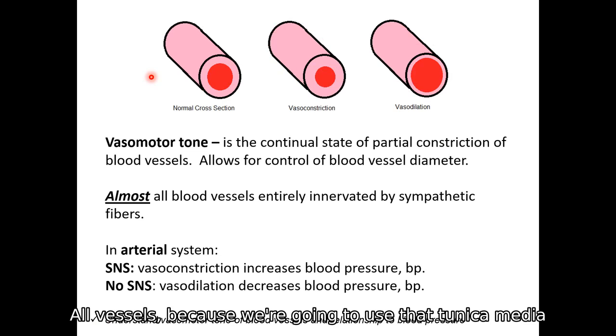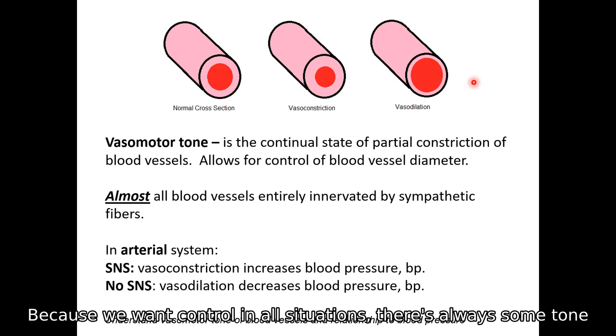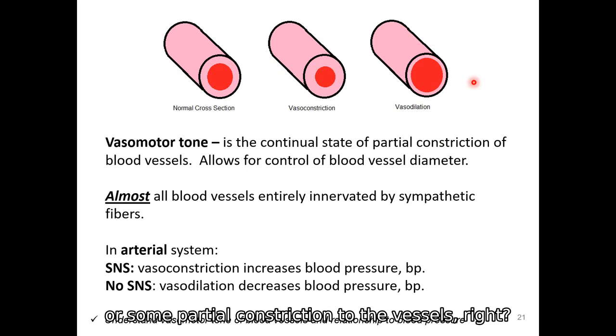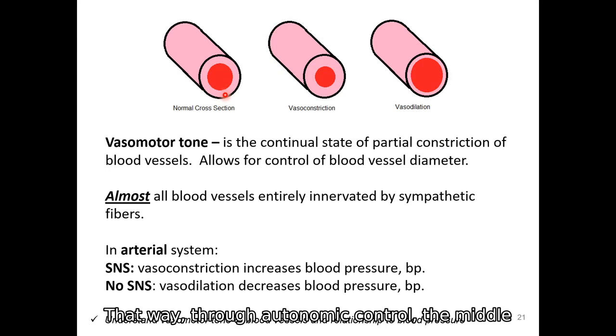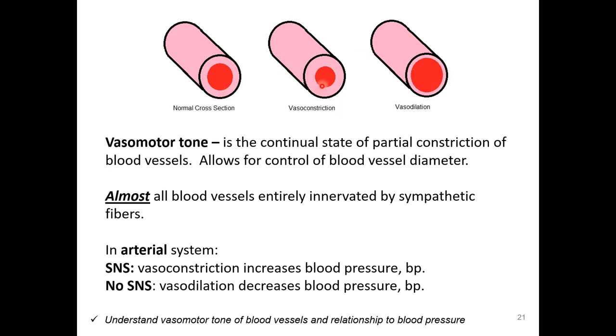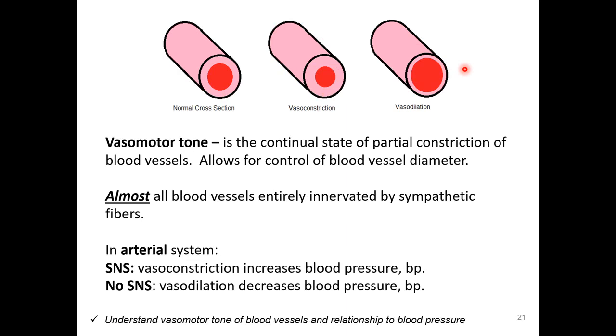All vessels, because we're going to use that tunica media and that lumen size, so the diameter of the vessel, to control our blood pressure. Because we want control in all situations, there's always some tone or some partial constriction to the vessels, right? So this is kind of showing you a normal cross-section. That way, through autonomic control, the middle layer, the smooth muscle layer, can constrict, and that's going to raise blood pressure, or it can dilate to lower blood pressure. So there's always some amount of tone going to the vessels.